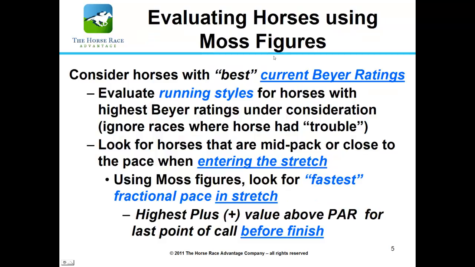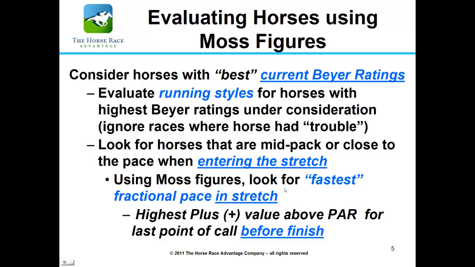So in evaluating horses using the Moss figures, you consider the horses with the best current buyer ratings. And looking at those horses with the best buyer ratings, you evaluate the running styles for horses with the highest buyer ratings under consideration, and then look for horses that are mid-pack or close to the pace when entering the stretch. And again, they have to be fairly close to the front when entering the stretch unless they have a fairly strong closing kick.